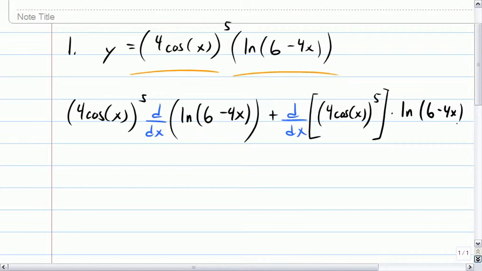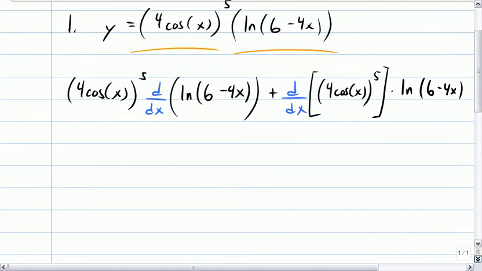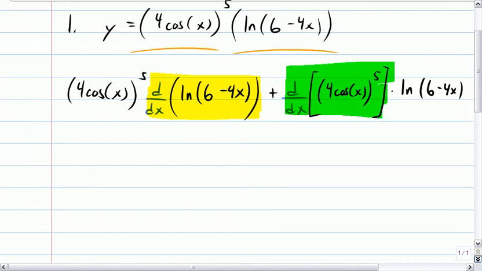So by no means am I done, but I think that's a good first step. I'm breaking it apart. This would be the first thing I would write. Now, this problem has turned into, just find this thing in yellow, and then find this thing in green, and you'll be all done. Once you find those pieces, you'll just plug them back in, and the problem's done.